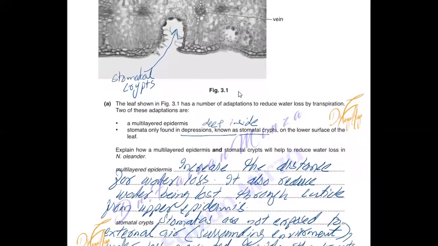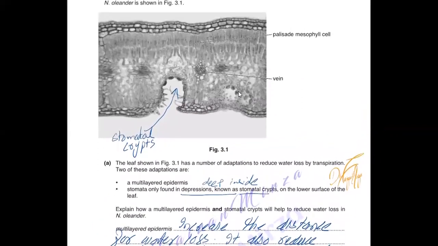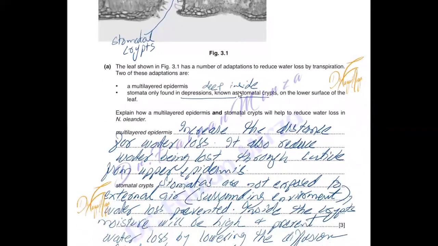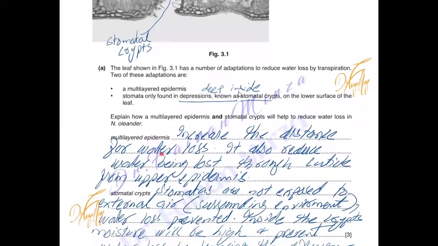Now what's happening? Explain how the multi-layered epidermis and stomatal crypts will help in reducing water loss. So we know that this multi-layered region at the top increases the distance of water loss. It also reduces the water being lost through the cuticle from the upper epidermis, so water loss will be prevented. What's the function of the stomatal crypts here?